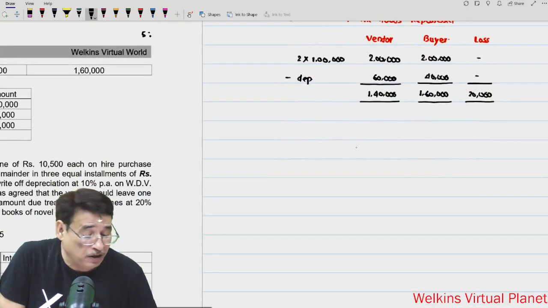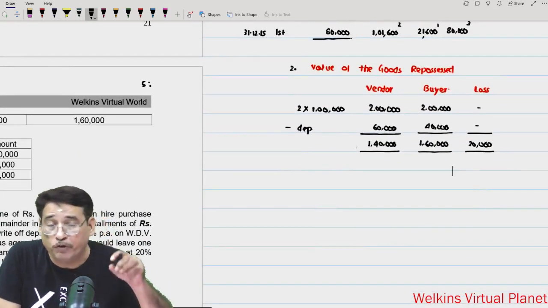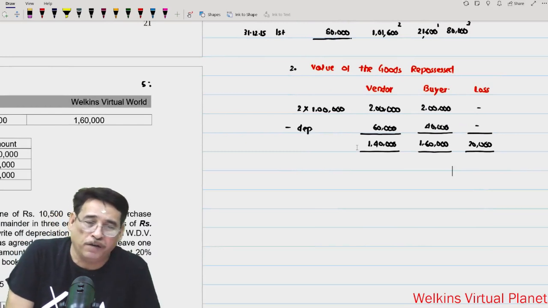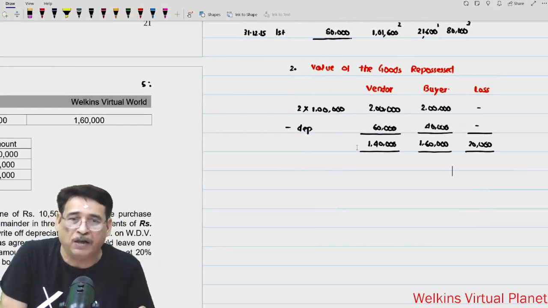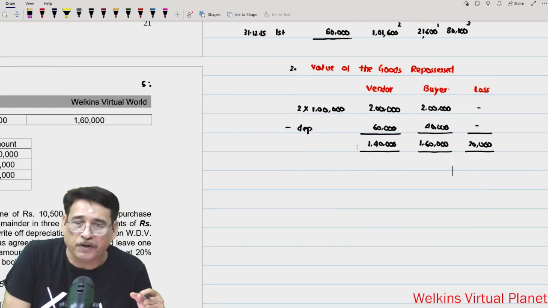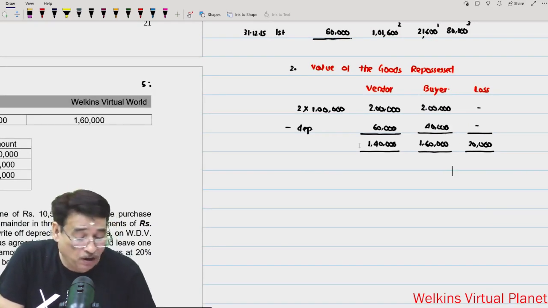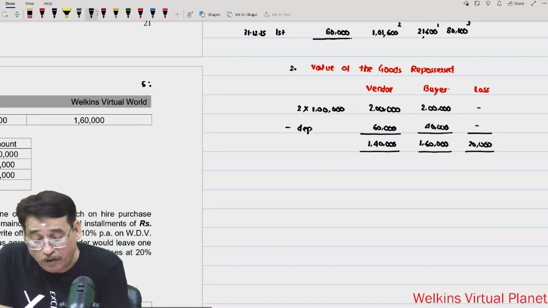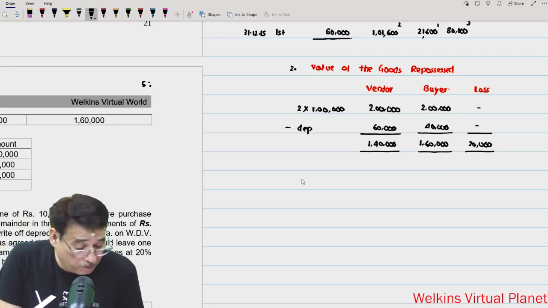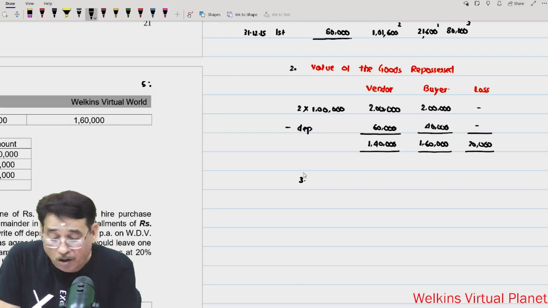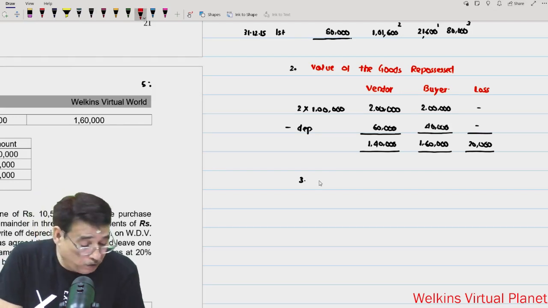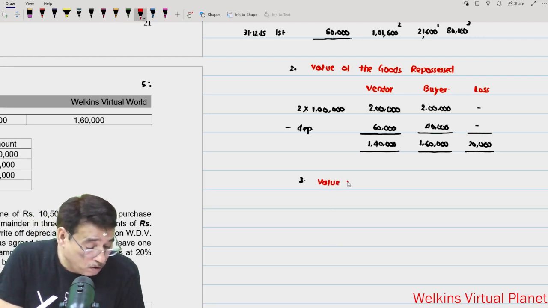Correct? In this question, we need not move to the end of the accounting year, because on the very next date, the goods have been repossessed. Is it clear to you or not? We will also find out the value of the goods. Step number three. So now we will determine the value of the goods retained.